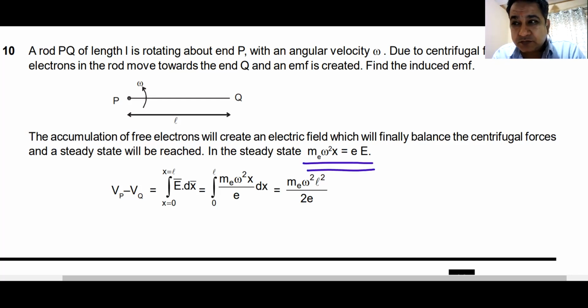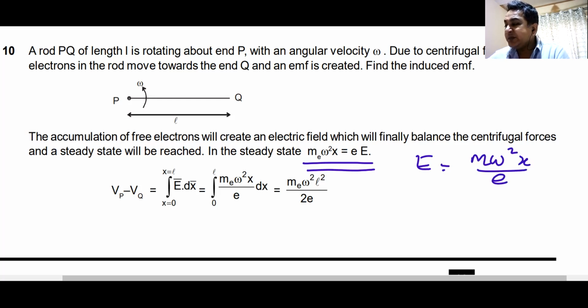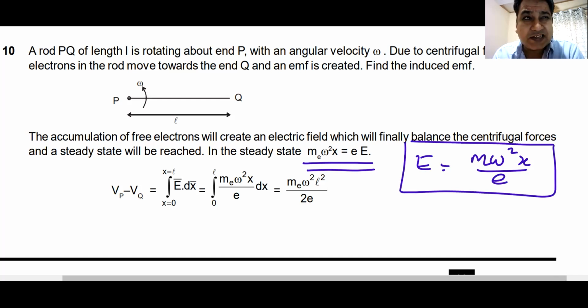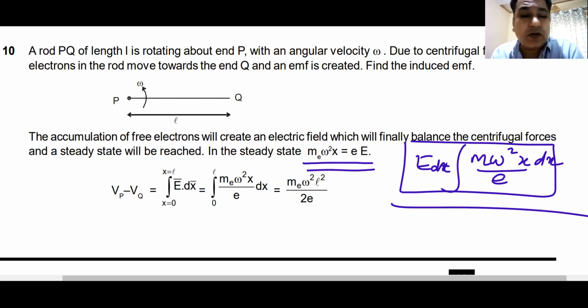The drifting will stop when the centrifugal force equals the electrostatic force. So from here you can find the value of this electric field: mass of the electron, omega squared x, divided by charge of the electron. This is the value of electric field for which the moving of electrons towards the other end will stop and they will just rotate. Once you know the electric field, you multiply it by dx, E dot dx, you integrate it, and you get the value of induced EMF.